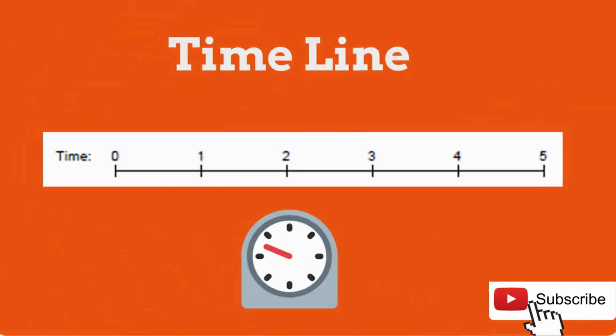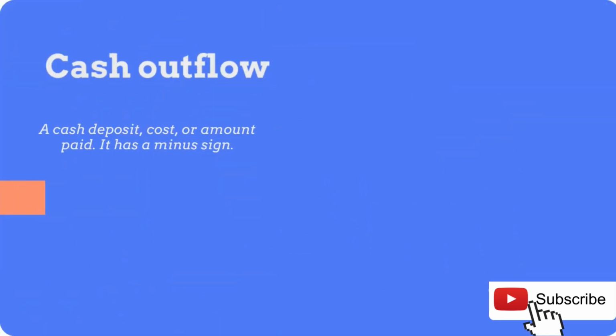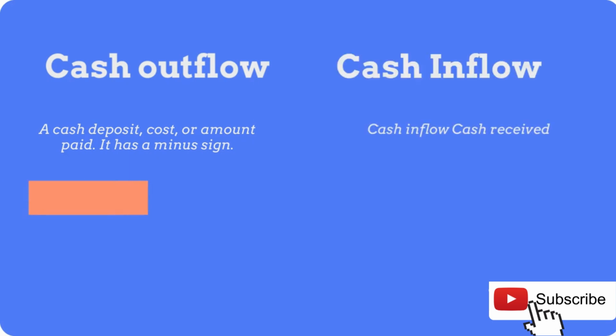Timeline: it is a graphical representation used to show the timing of cash flows. Time 0 is today, time 1 is 1 period from today, or the end of period 1, time 2 is 2 periods from today, or the end of period 2, and so on. Cash outflow: a cash deposit, cost, or amount paid. It has a minus sign. Cash inflow: a cash receipt.